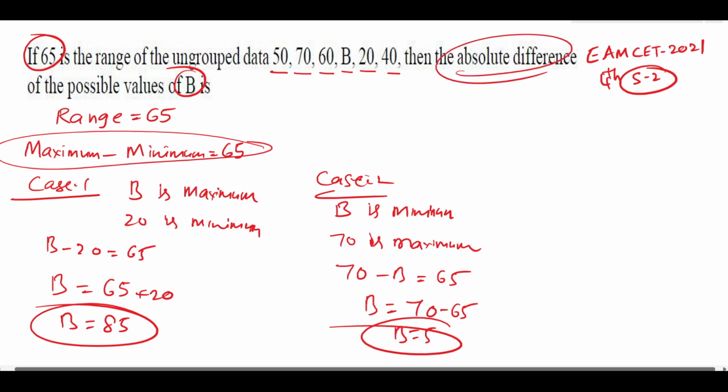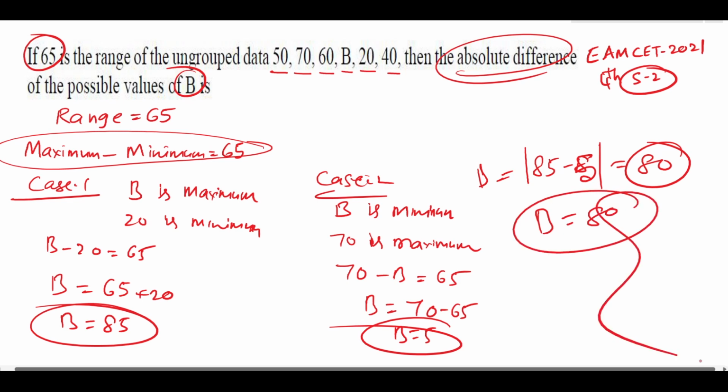Now the absolute difference of possible values of B, that is modulus of 85 minus 5, is equal to 80. These are the values of B. So the answer is 80.